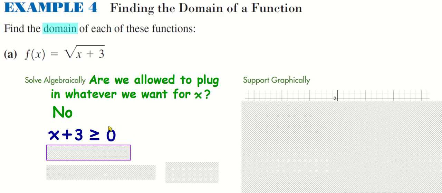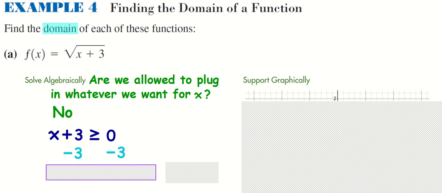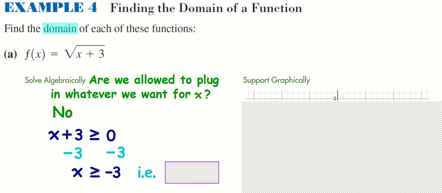So basically, this x plus 3 you can set up as being greater than or equal to 0, and then you get x by itself, just isolate x. That means our domain is anything bigger than or equal to -3. The only x values we're allowed to use are those.